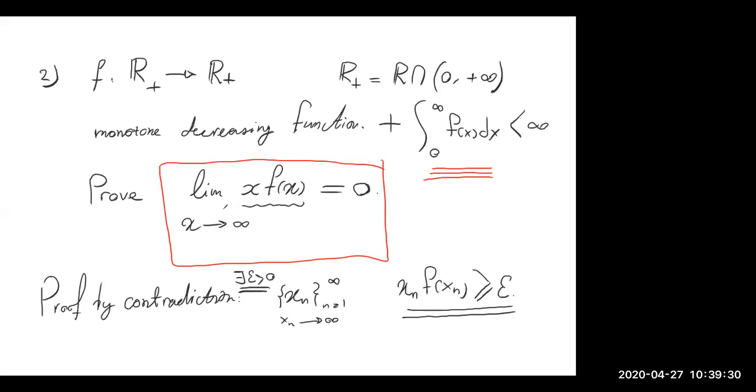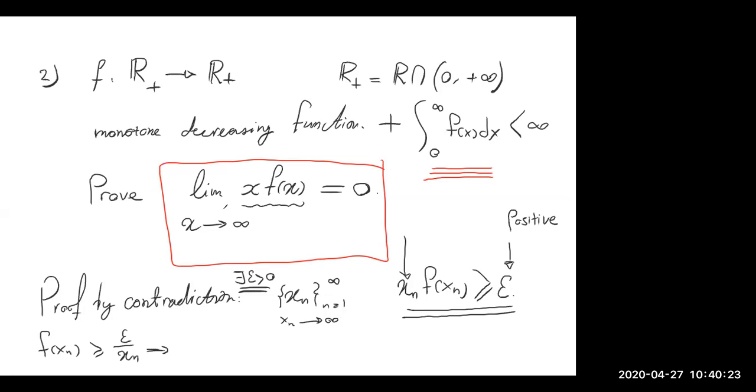Why? Because if it's not true, if for any epsilon we can make this quantity xn f of xn smaller than epsilon, it means this quantity is going to 0. If it doesn't go to 0, it means there exists a positive epsilon and a sequence of points xn where xn times f of xn is greater or equal than epsilon, which means it doesn't go to 0. It always has some distance to 0. Okay, so in that case, f of xn is greater or equal than epsilon over xn. I just divide both sides by xn, and xn is a positive number.